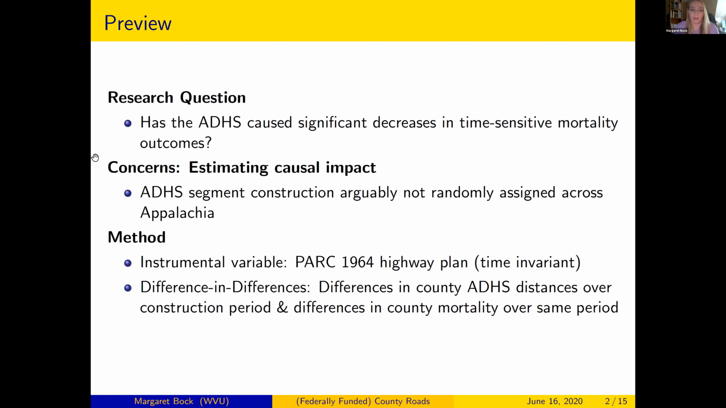So to overcome this, I'm going to be presenting results from two different specifications. The first is an IV approach, and I use an old highway plan for this development highway that was never used to instrument for more current road construction. And to get more of the time variation associated with this paper, I'm going to also employ a difference in differences approach, looking at the relationship between the differences in county ADH distance over a specific construction period, which I define as 10-year periods, and the differences in county mortality over that same 10-year period.